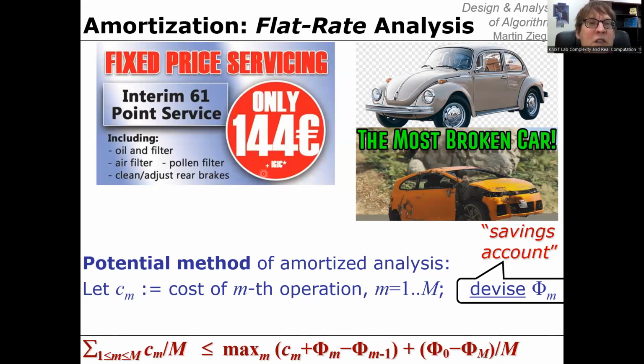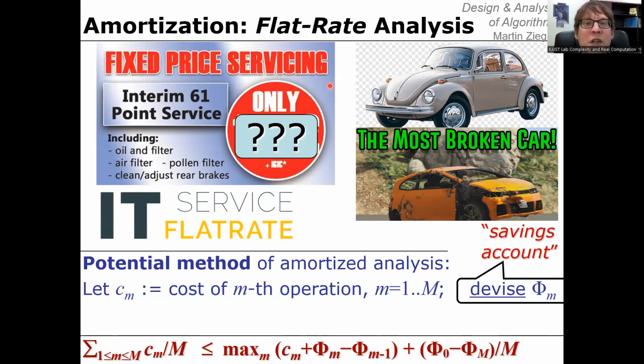And maybe a competing garage can offer also a fixed price service, a flat price rate service, charging less than 144 euros. So the question is, what is the cheapest price that one such a garage can offer, and without ever going out of business, that is without running into debt with their savings account? It's a savings account that can accumulate but never go into the negative, never go into the debt. So that's for very mechanical flat rate or fixed price service amortized analysis.